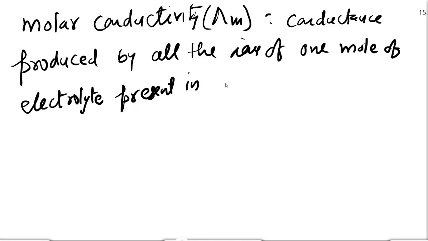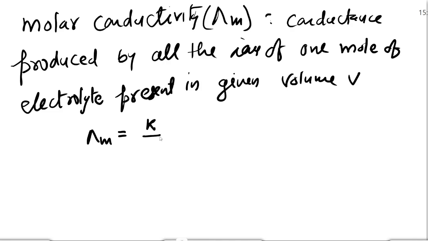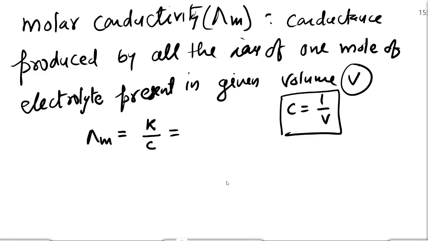Present in given volume V. That's why molar conductivity is equal to conductivity divided by concentration. C mole per liter, so per mole it is K upon C. And what is C? It is 1 upon V, because V is the volume containing 1 mole of the electrolyte. So it is K into V only.